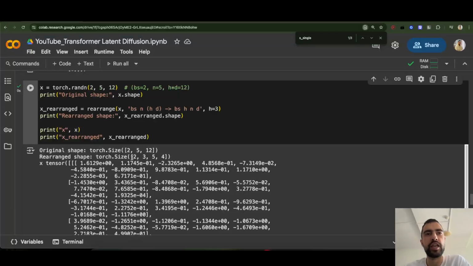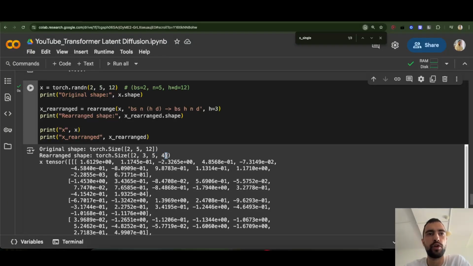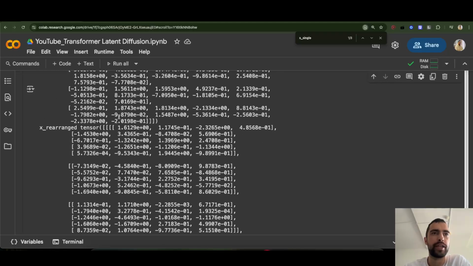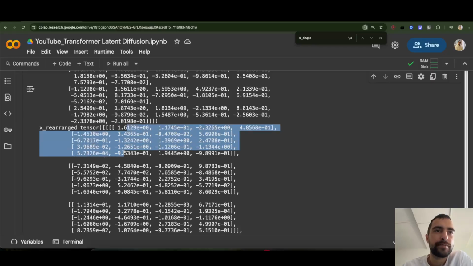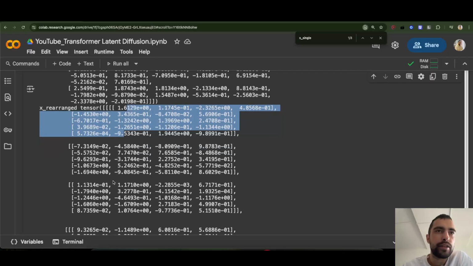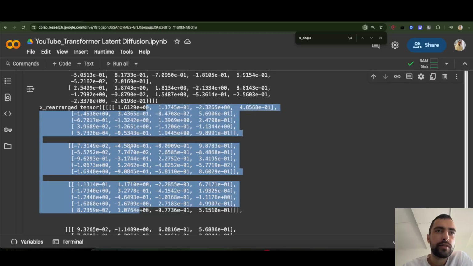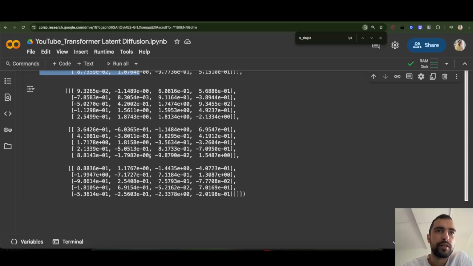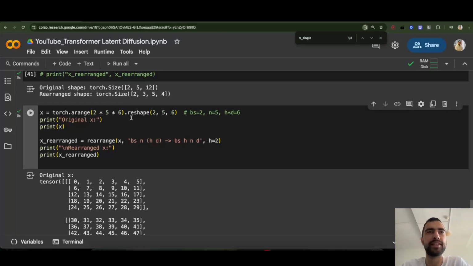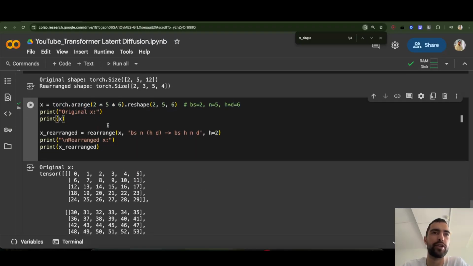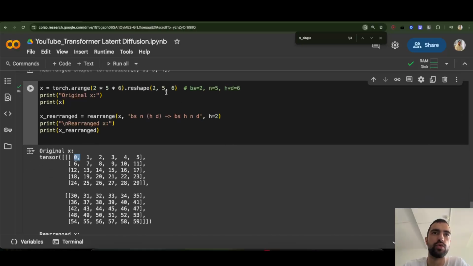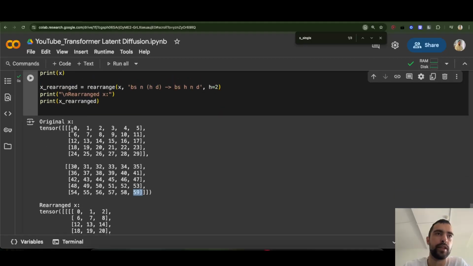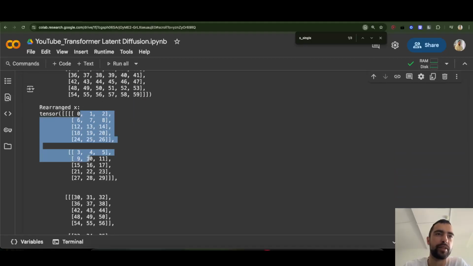So the shape is now 2, 3, 5, 4. Let's check, it's this one, rearrange. 4 in the middle, and then 5, 1, 2, 3, 4, 5, okay. And then these 3 are grouped, and then there are 2 of them, 2 big ones. So maybe this is a better way to visualize it. I'm just going to create numbers from 1 to 2 times 5 times 6, whatever the number is, 59. So the original and then reshaped.